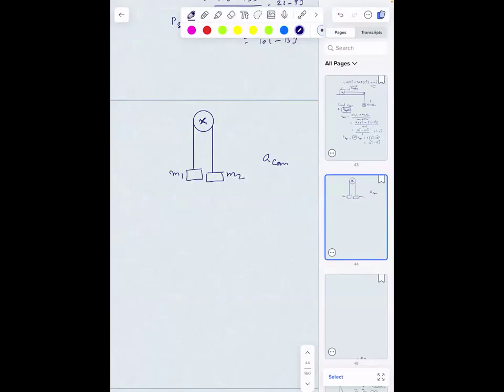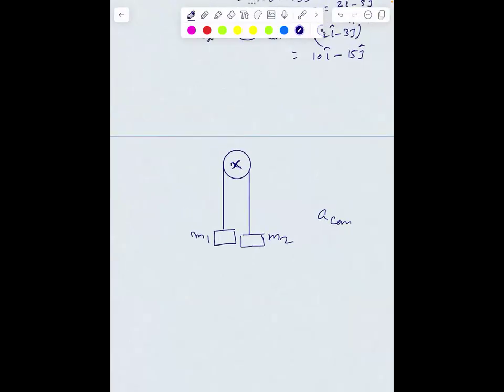So what do we have to find? Acceleration of center of mass, that is written on the right side. Okay, sir. M1 minus M2 by M1 plus M2 whole square into G. Very good. Very good. Do it fast, guys. Do it fast. Although I got the right answer.